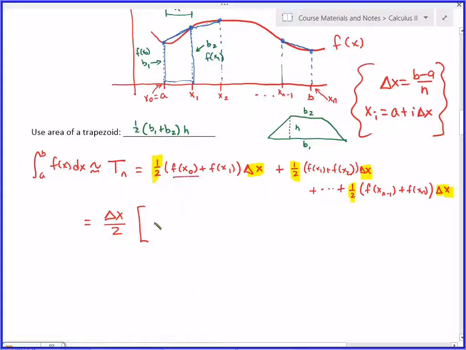So I've got an f of x0 plus f of x1 plus, I've pulled the half and the delta x out of this one, so I've got f of x1 plus f of x2 plus, and so on. This last one's going to have a f of x sub n minus 1 plus f of x sub n all inside.